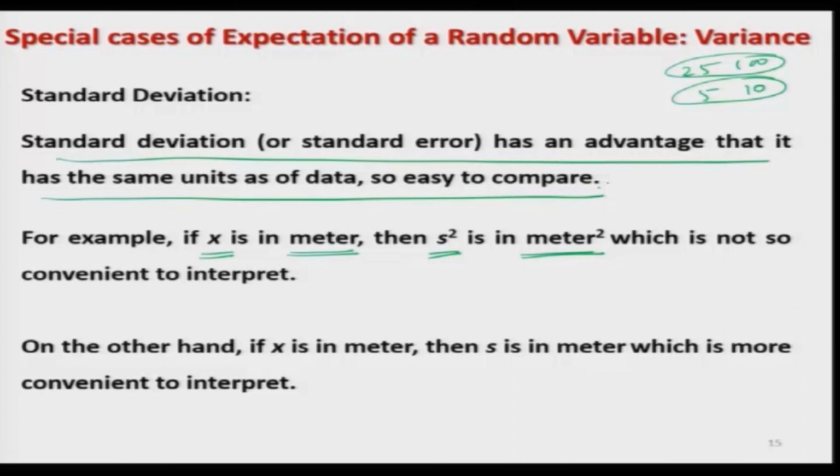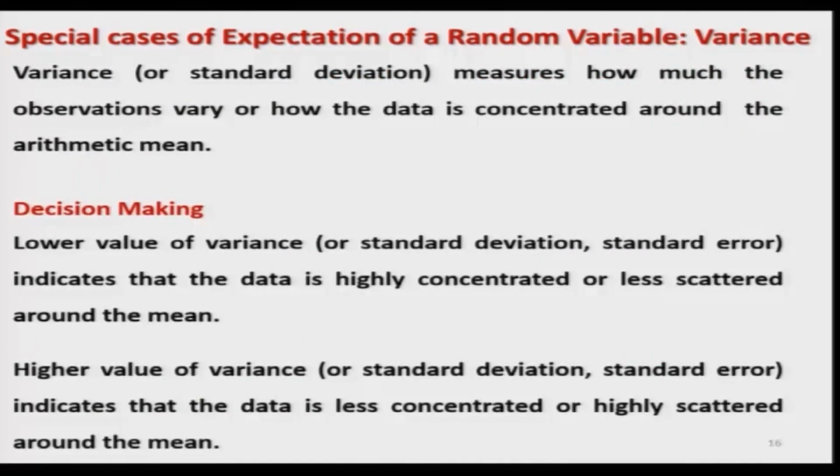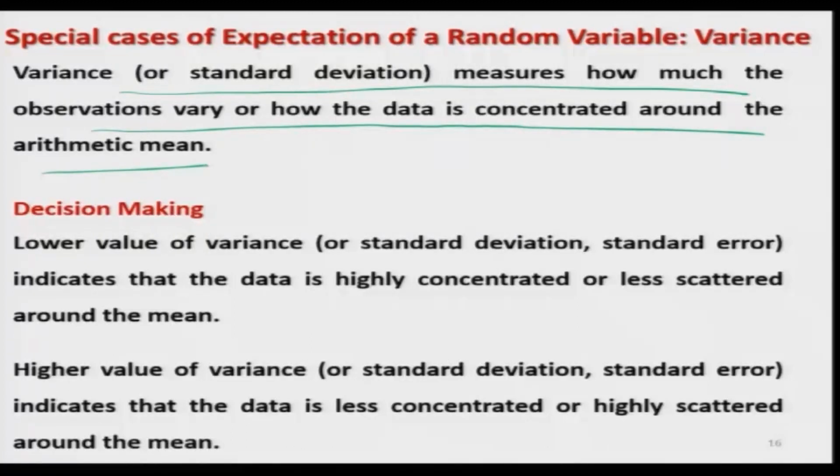So, it is easy to compare, right, and it is definitely easy to interpret compared to the square of the values. So, that is why people use the standard error more often in practice than the sample variance, right. So, this should not be any problem. Now, the thing is this: how are you going to make a decision on the basis of a given set of data? The variance or standard deviation or sample variance or standard error measures how much the observations vary or how the data is concentrated around the arithmetic mean.